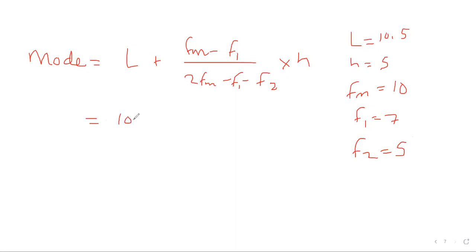Here 10.5 plus 10 minus 7 over 2 times 10 minus 7 minus 5 times the height of 5. Quickly calculate this and let's see what answers we're getting.